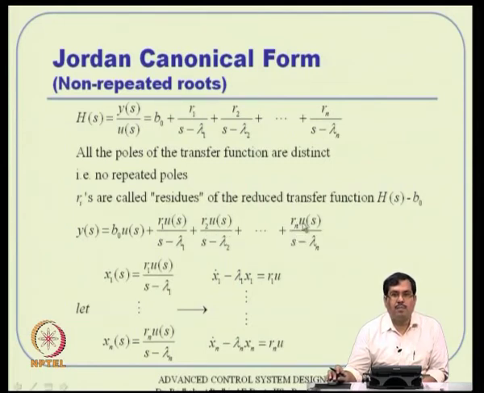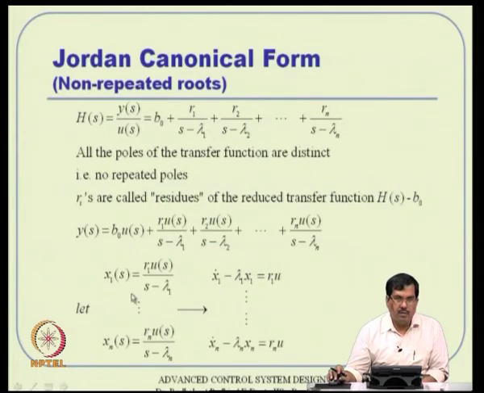Okay. Now, if I multiply this to the left hand side and interpret the differential equation, then this is s into x 1 of s, that means x 1 dot, minus lambda 1 into x 1 of s, that is lambda 1 into x 1, is equal to R 1 into u. So, this is x 1 dot minus lambda 1 into x 1 is equal to R 1 into u.